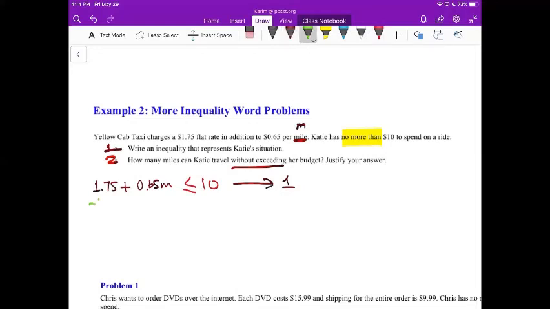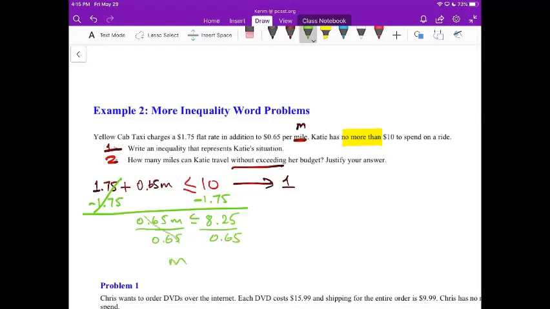So subtract 1.75 from both sides, which gives us 0.65M less than or equal to 8.25. And then I need to divide both sides by 0.65 to get the M by itself.